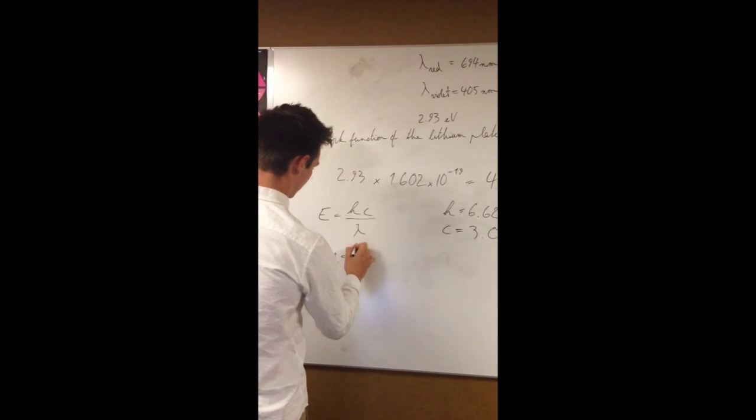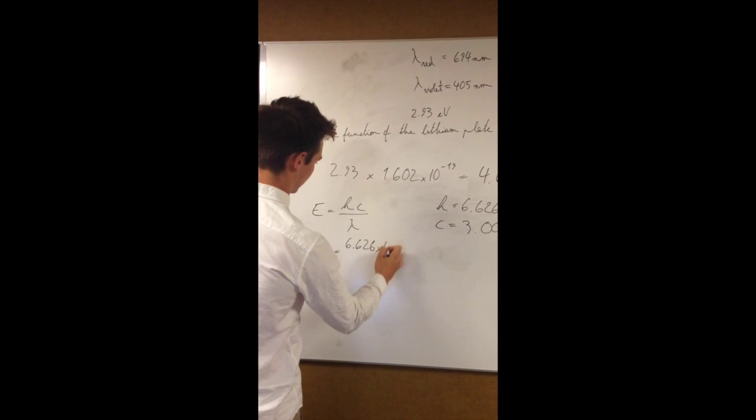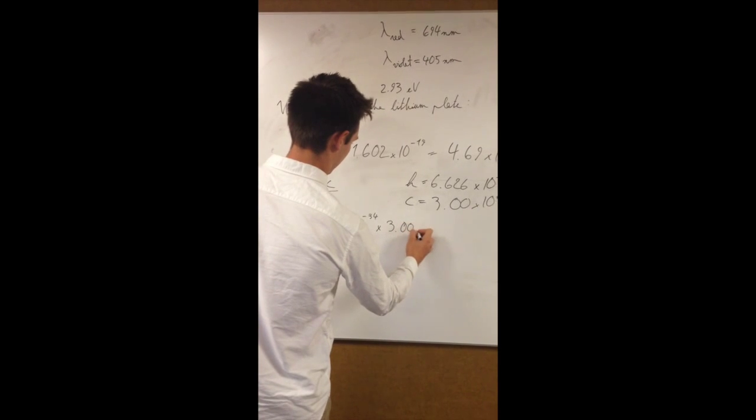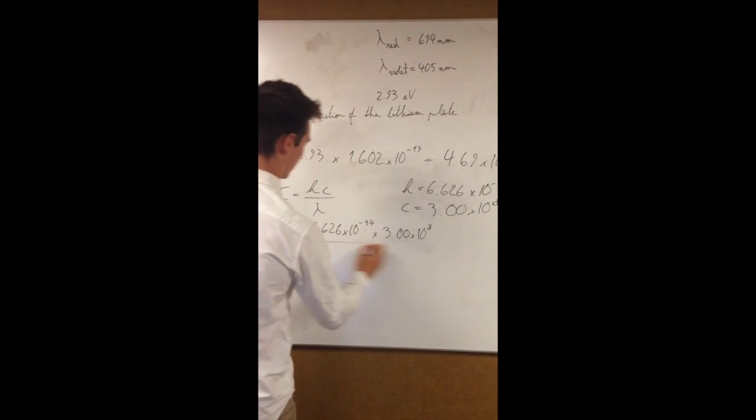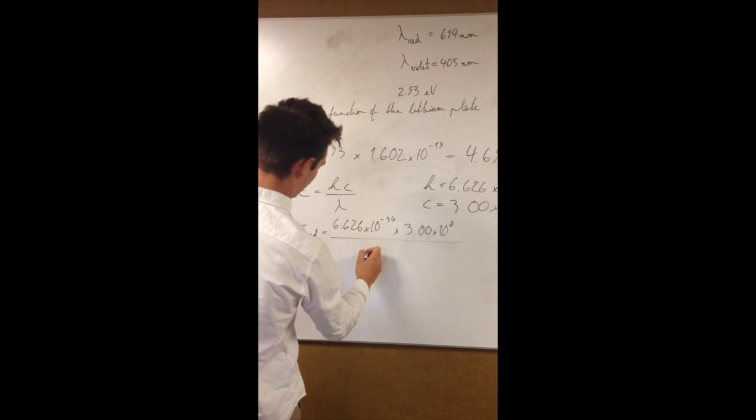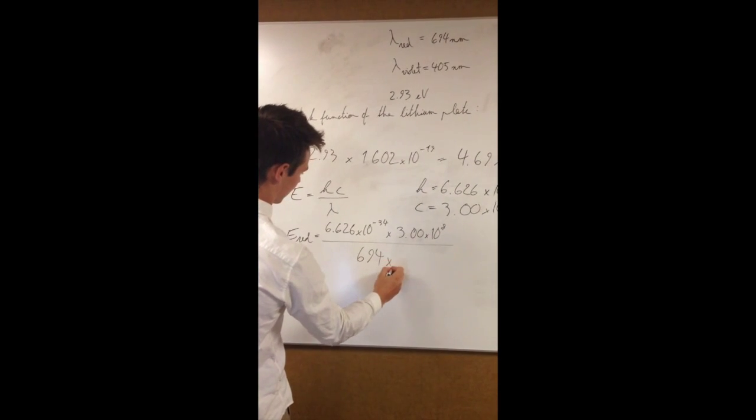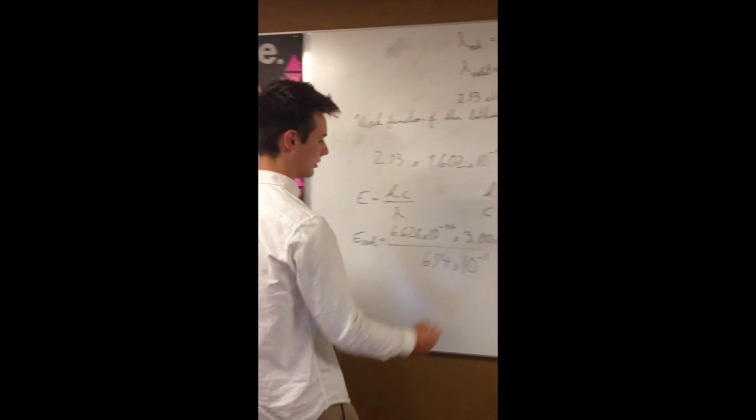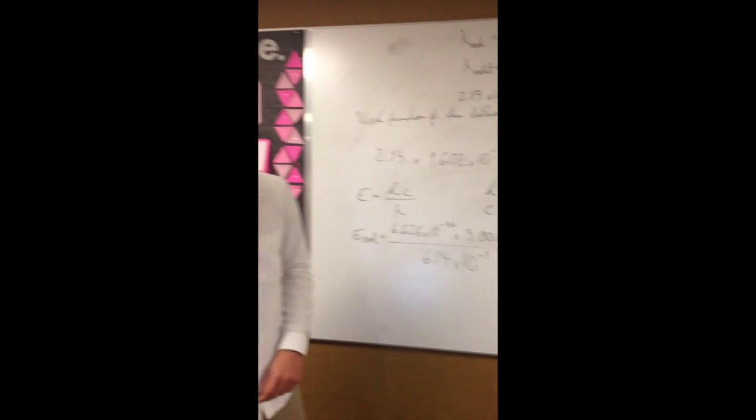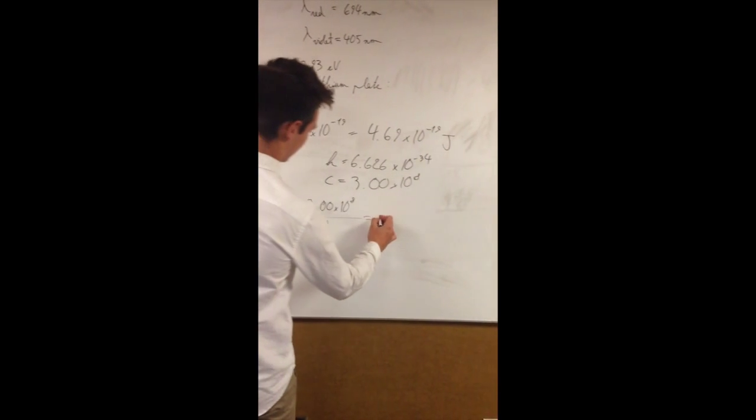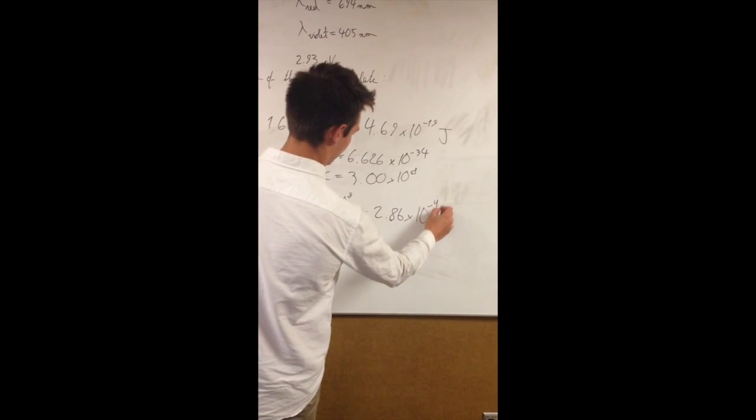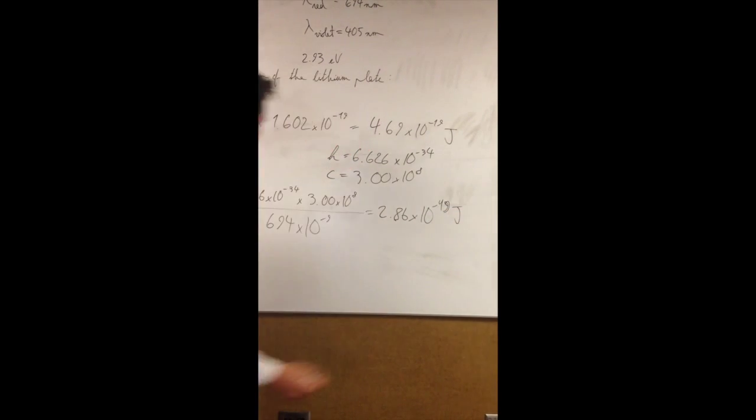So we have E red equals 6.626 times 10 to the minus 34 times 3 times 10 to the power of 8 over lambda red, which is 694. Let's not forget the units, which are always in meters, so 10 to the minus 9. And then this is going to give us approximately 2.86 times 10 to the power of minus 19 joules. And then we're going to do the same thing for the violet light.